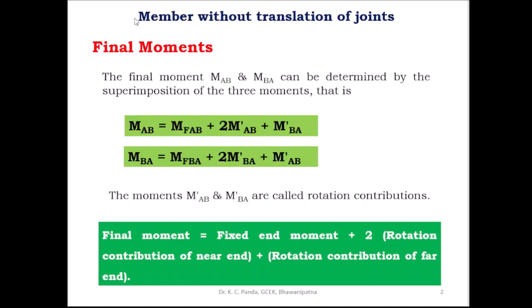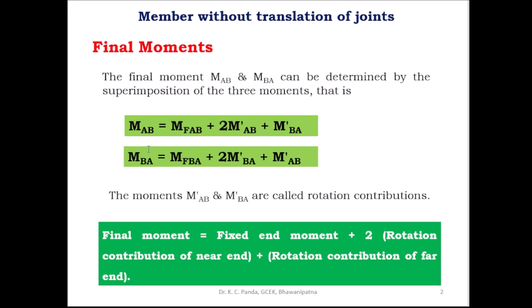First, coming to the expression used for the analysis of member without translation of joints. For the member without translation of joints, the final moment can be determined by using these two formulas. So for member AB, the moment MAB is equal to MFAB plus twice M dash AB plus M dash BA. MFAB is the fixed end moment, 2 M dash AB is the near end rotation moment, and M dash BA is the far end rotation moment.